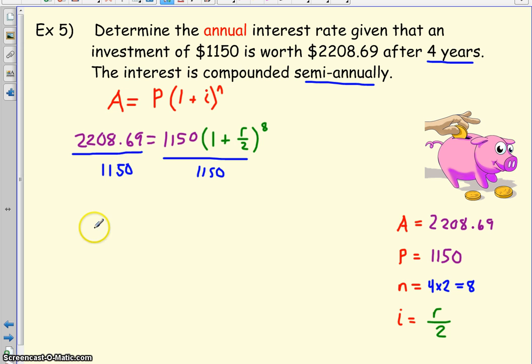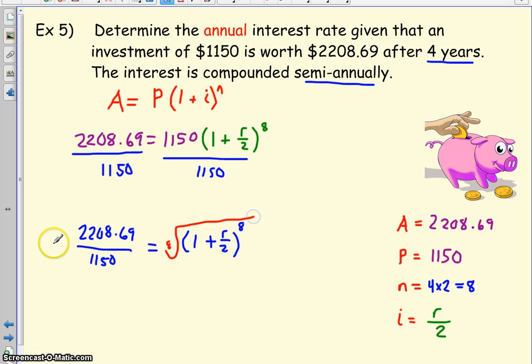Okay, and I'm not going to run it through my calculator because I don't want to lose any accuracy. So I'm going to have 2208.69 over 1150, and that's going to be equal to 1 plus r over 2, all to the exponent 8. Okay, now when I'm down to this part, I can deal with this exponent of 8. And how do I get rid of an exponent of 8? Well, I take the 8th root. So I'm going to take the 8th root of both sides of the equation.